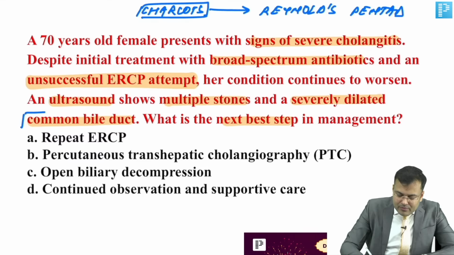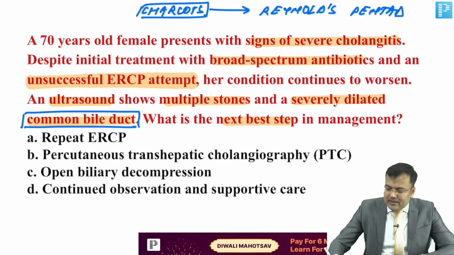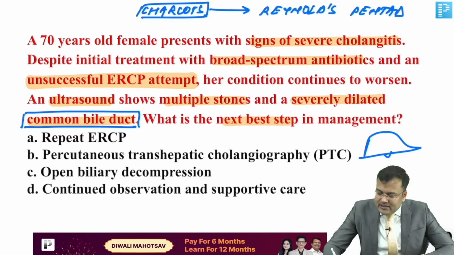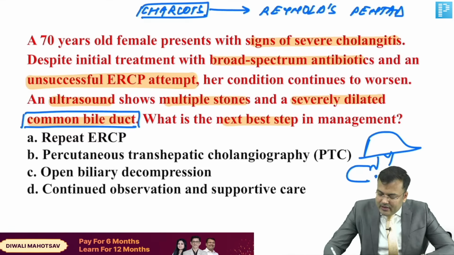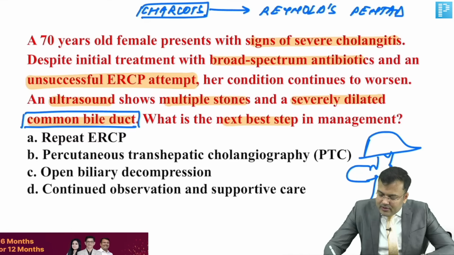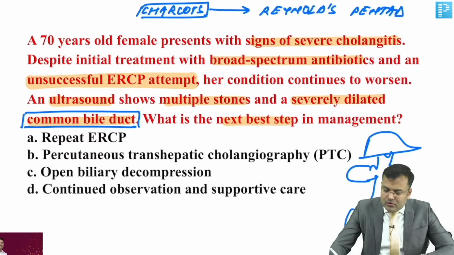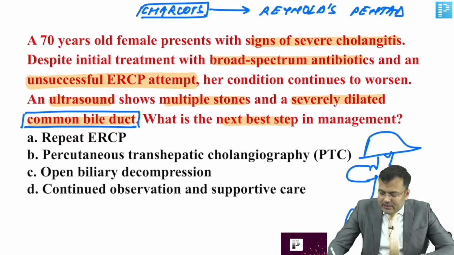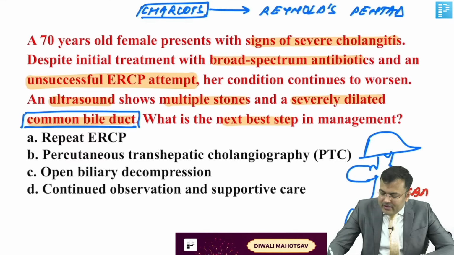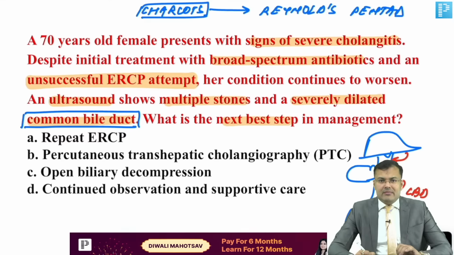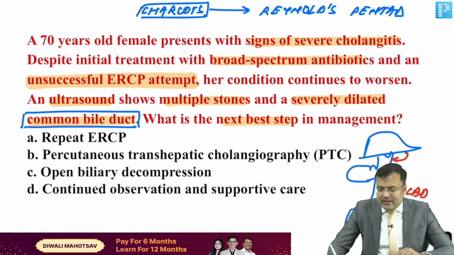Here, the problem is in the common bile duct. Where is the common bile duct, guys? You can see here. Here is the problem. Where is the stone? The stone is there in the CBD. This CBD is dilated. This hepatic duct is not dilated. It means mainly the problem is there in the CBD.